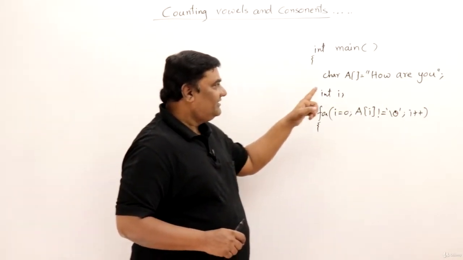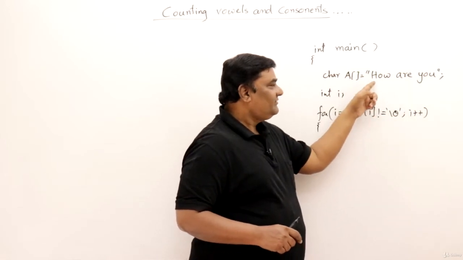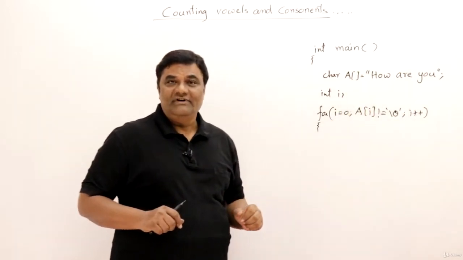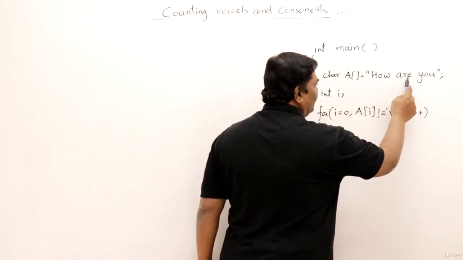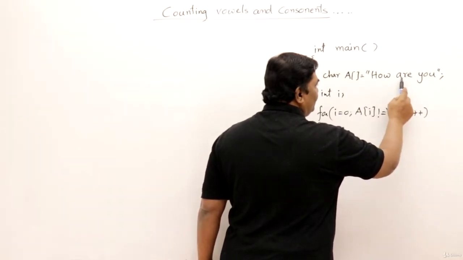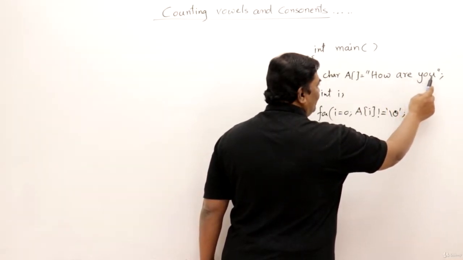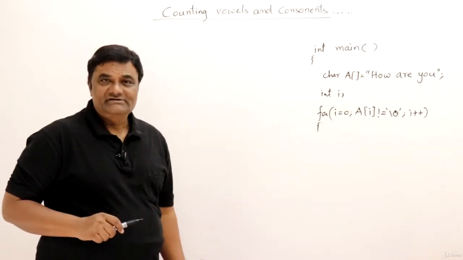Here already I have a string, that is how are you, right? In this string, how many vowels are there? I want to find out. See, the vowels are O, A, E, O, U. So 1, 2, 3, 4, 5. 5 vowels are there, remaining are consonants.